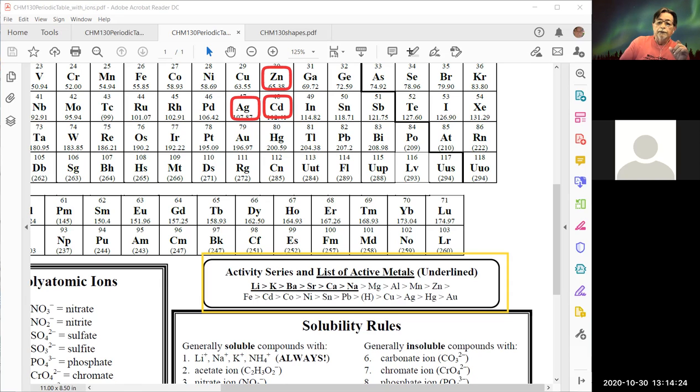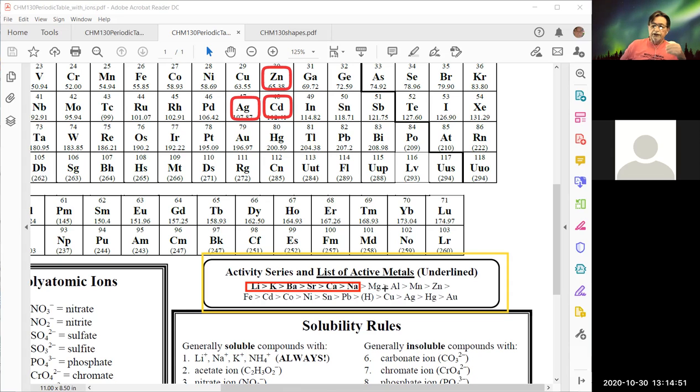Now, how does this work? All right, so let me change this. What this is telling you is this: the ones that are underlined, starting with lithium and all the way to sodium, they're in bold and they are underlined. Those are very reactive metals. They simply touch water and they react quite drastically.